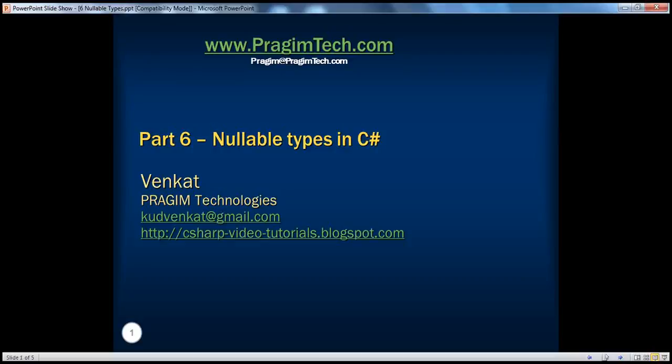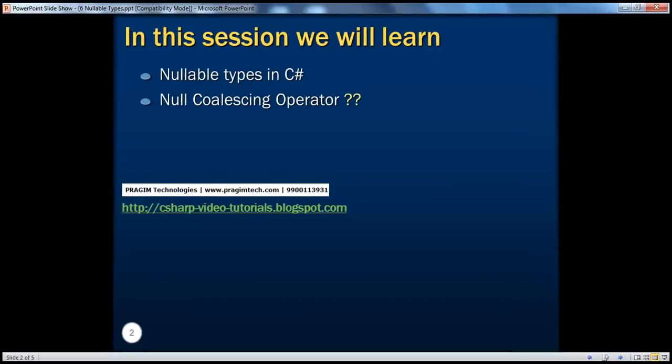I am Venkat. This is part 6, Nullable Types in C Sharp. In this session, we will learn nullable types in C Sharp and about the null coalescing operator.